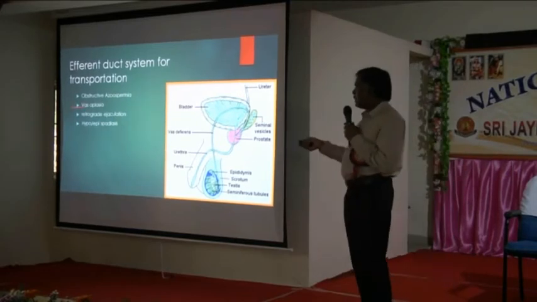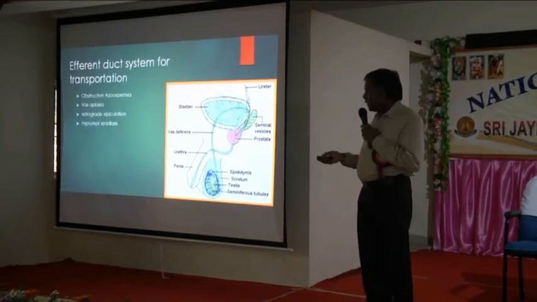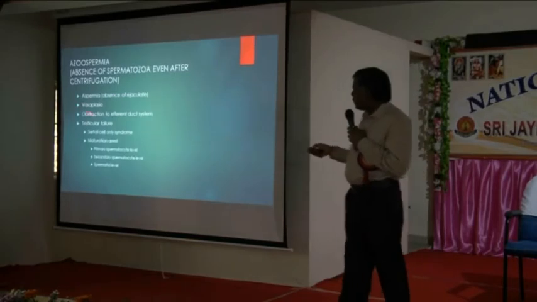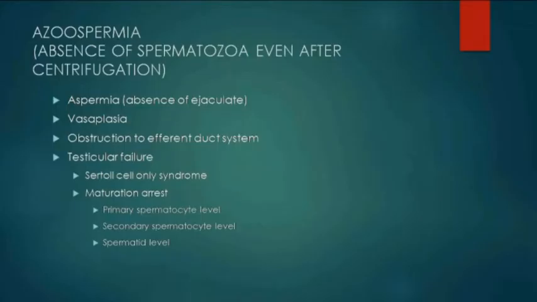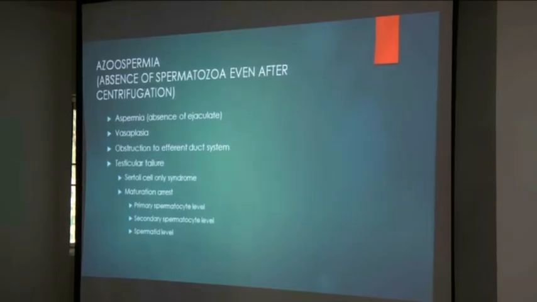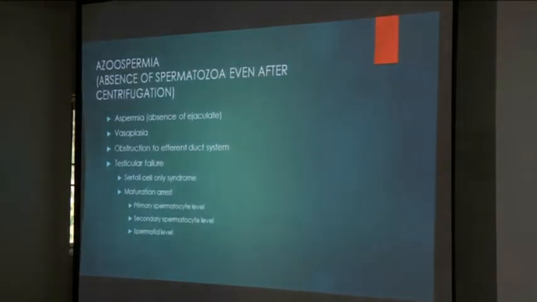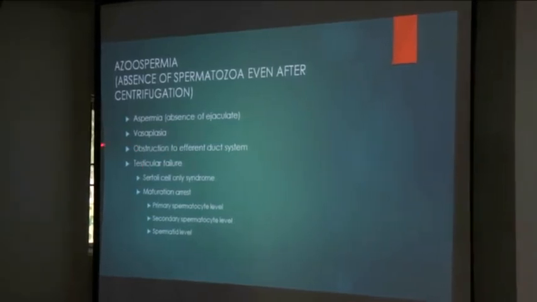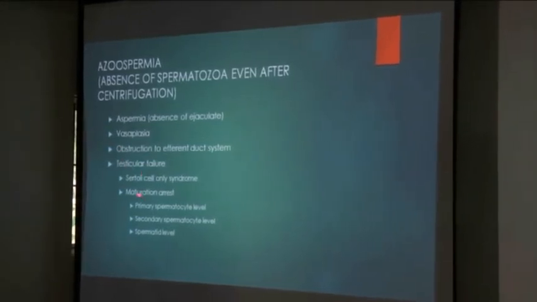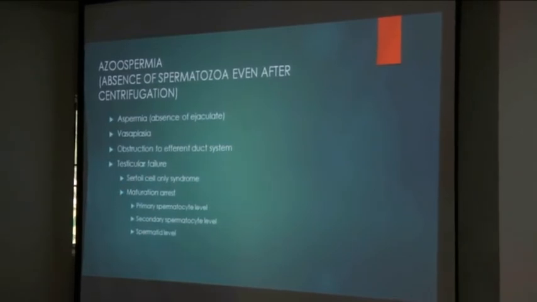Then vas aplasia, again there is no treatment for it. I will be showing each level. Then aspermia, the different azoospermias I am dealing with here. Aspermia is the absence of ejaculate. The person will not reach the climax. He may develop an erection, but because of not reaching the climax, he may not be able to ejaculate at all here. So he may remain as azoospermia. Then vas aplasia, as I told, absence of vas. Then obstruction. Then testicular failure. All these remain as azoospermia.